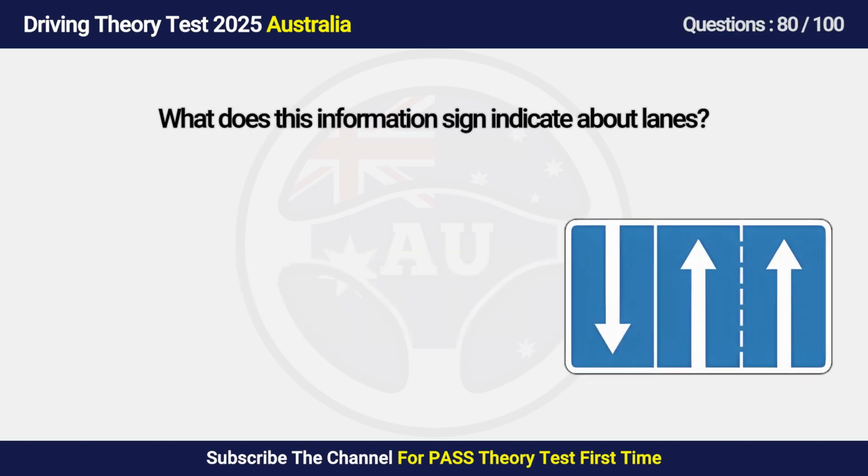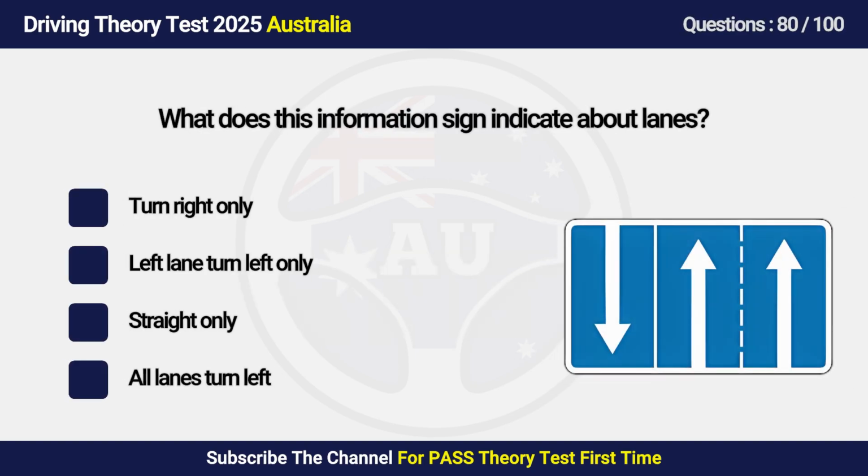Question 80. What does this information sign indicate about lanes? A, turn right only. B, left lane turn left only. C, straight only. D, all lanes turn left.